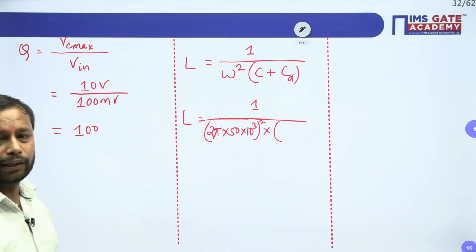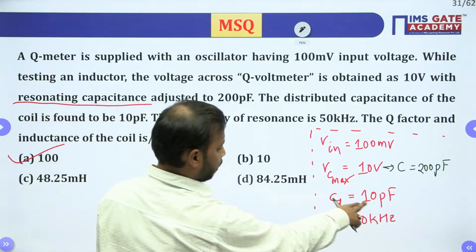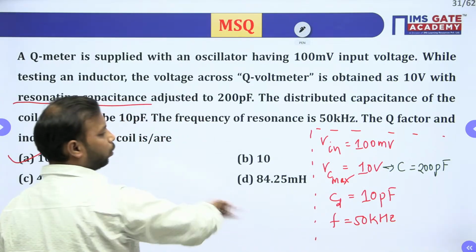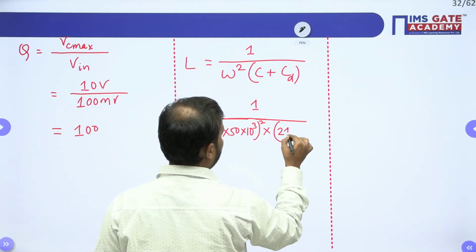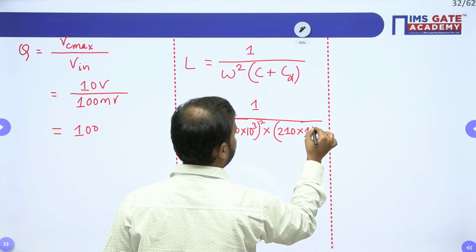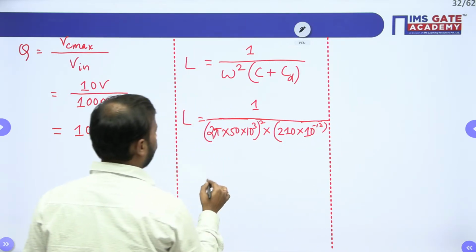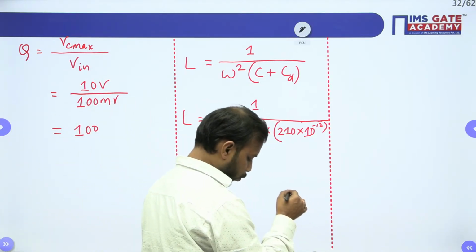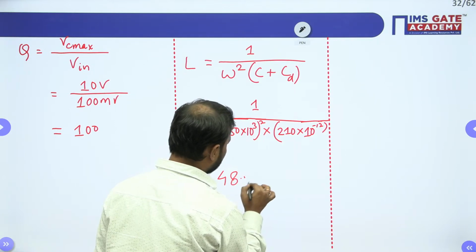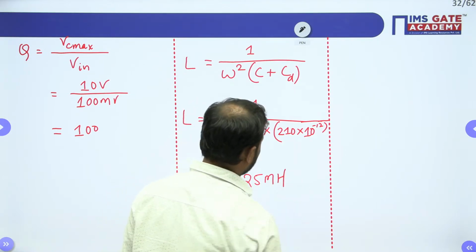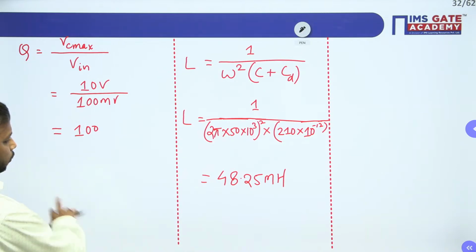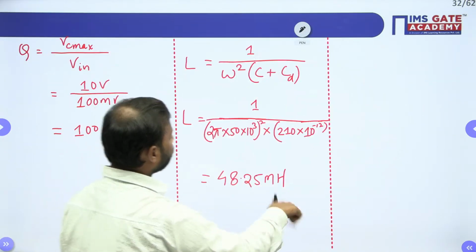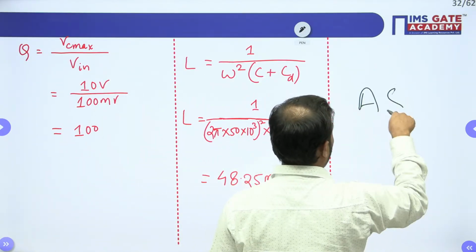So C is the resonating capacitance. This is given as 200 picofarad and CD is 10 picofarad. So C plus CD will be 210. Pico means 10 to the power minus 12. On solving this, you will get the value as 48.25 millihenry. From the options, 48.25 is given in option C. So the correct answer for this question is option A and C.